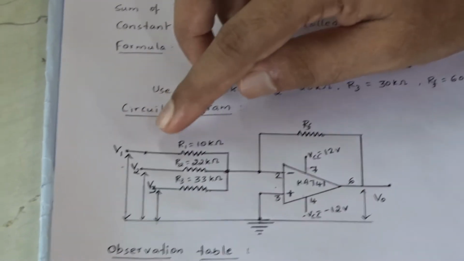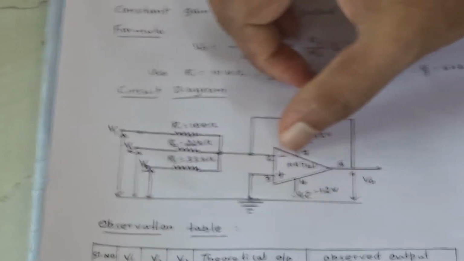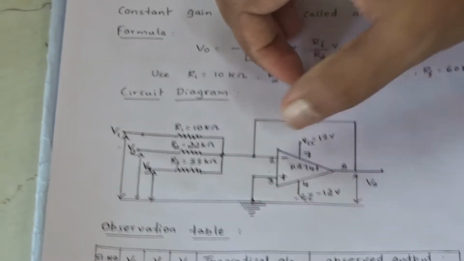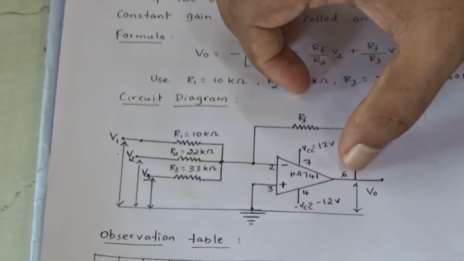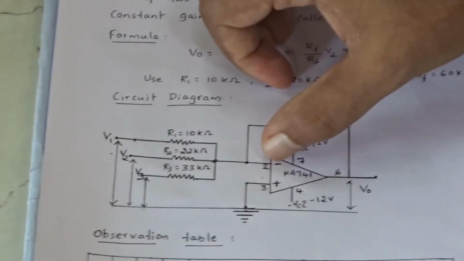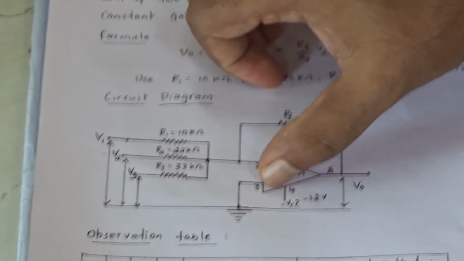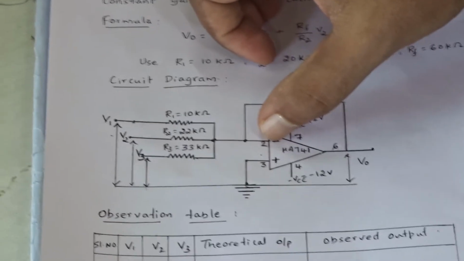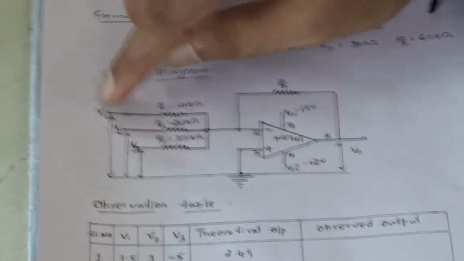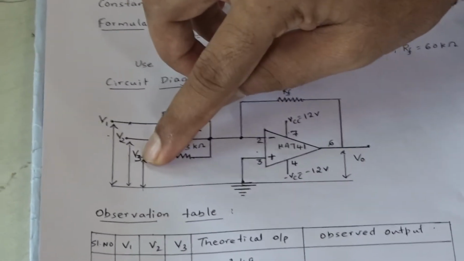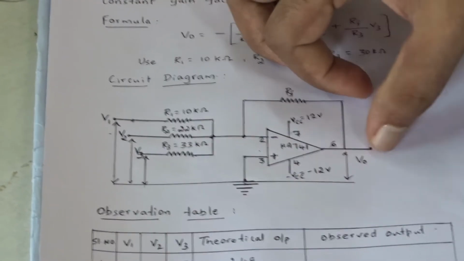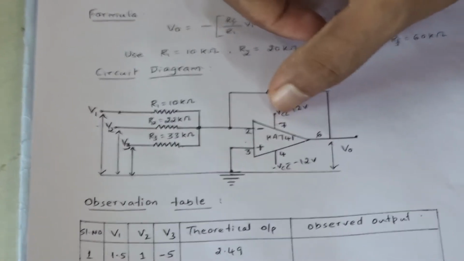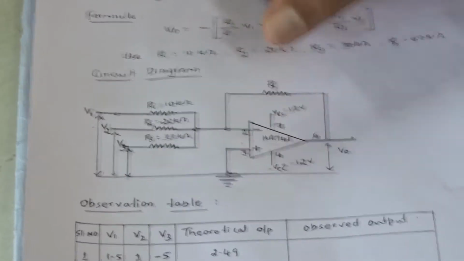Here you can observe the inputs are given to the inverting terminal of an op-amp. This is the op-amp, the number is MUA741. It has 2 input terminals and 1 output. The 2 input terminals are the inverting input and the non-inverting input. The non-inverting terminal is connected to ground, and for the inverting terminal we give 3 input voltages V1, V2 and V3. We take the output at pin number 6, and pin number 7 and pin number 4 are connected to the supply voltage, plus 12 volt and minus 12 volt.